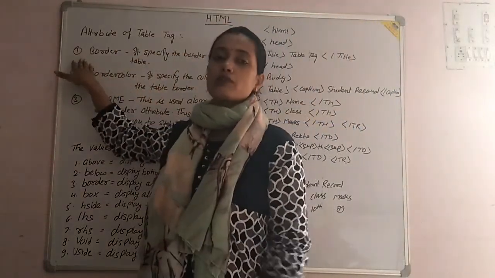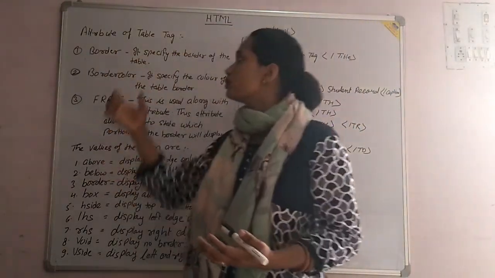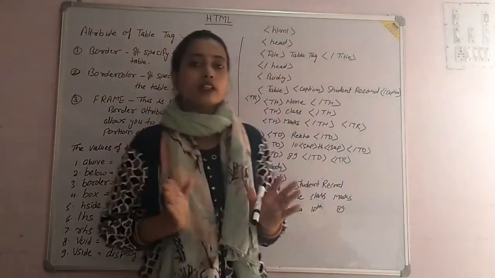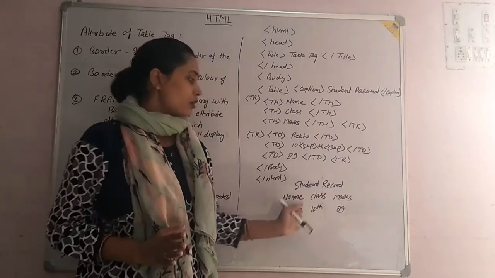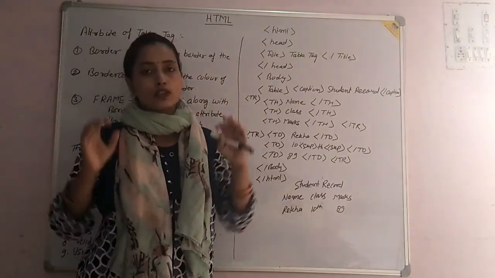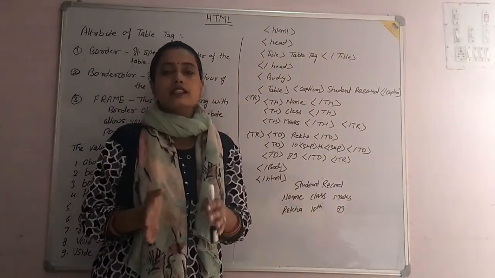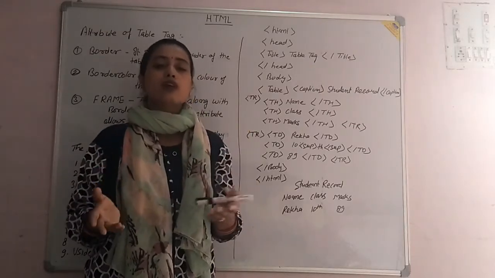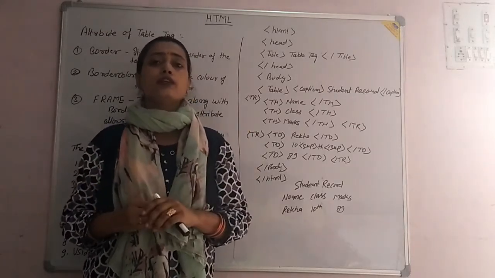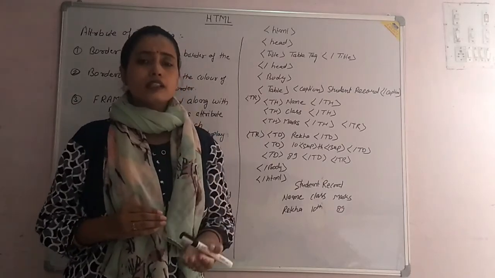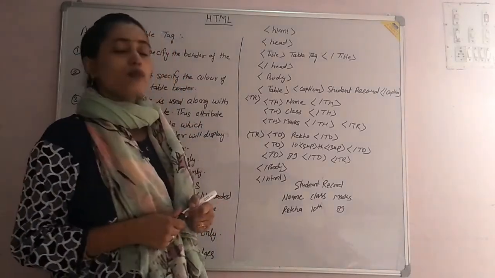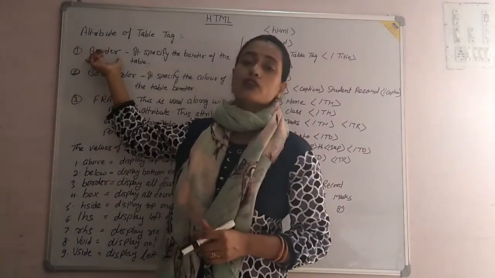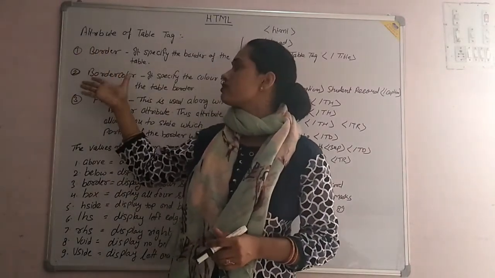So first we are talking about the border. This attribute is used to specify the border of the table. Like when you run this command on your system, you always see your data is arranged in table manner, but there is no row and column border present in your table. So for showing your border, you will use what? The border attribute of the table.